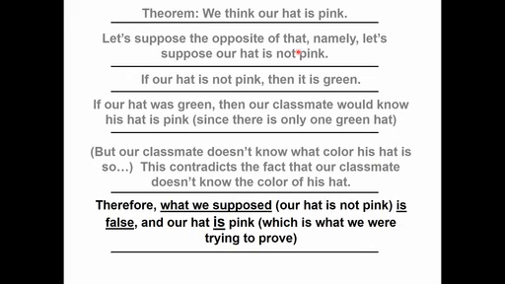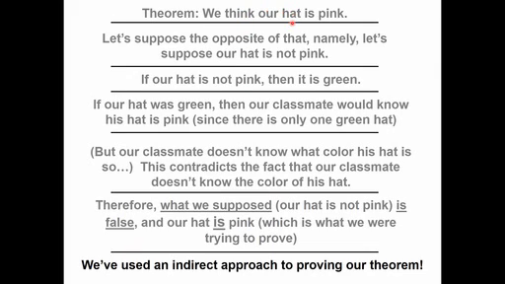Therefore, what we supposed, we're looking way up here, what we supposed, our hat is not pink, that's false. And our hat is pink, which is what we were trying to prove. We think our hat is pink. So we've used an indirect approach to proving our theorem.